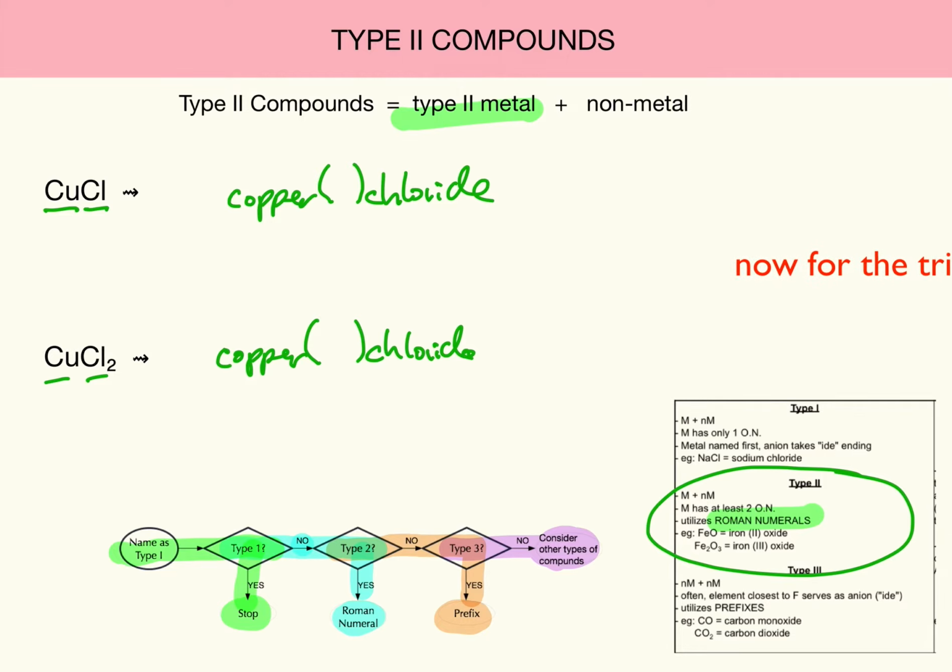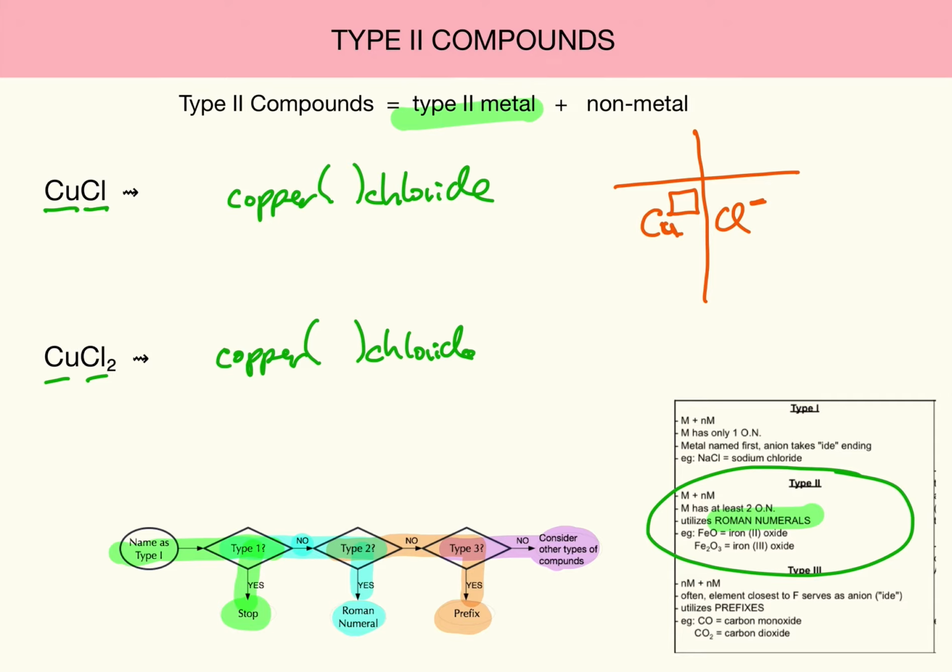Now I need to figure out which flavor of copper I have. Well, that has to be determined, and this is probably the hardest part of doing nomenclature. And the way you figure it out is based on the idea that you know the molecule is charge neutral. So you know copper chloride has to be a charge neutral compound. You know chlorine is -1, but we do not know the charge on the copper. Remember, it's a type 2 metal, so there are 2 or more choices that go here.